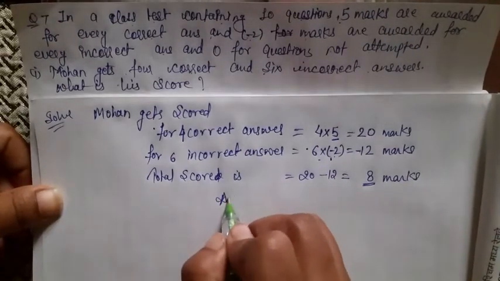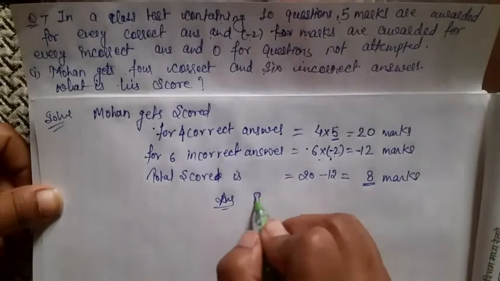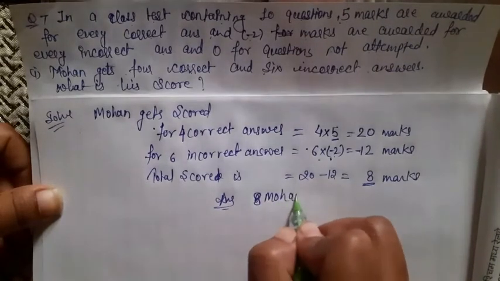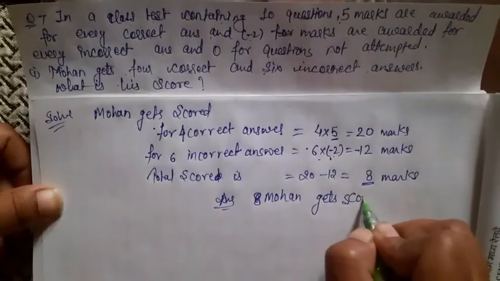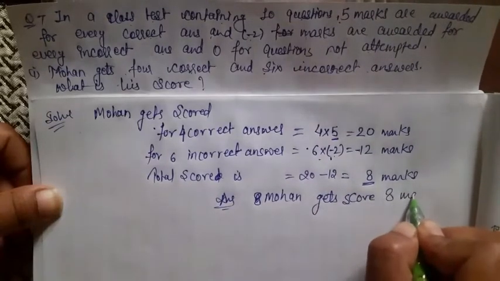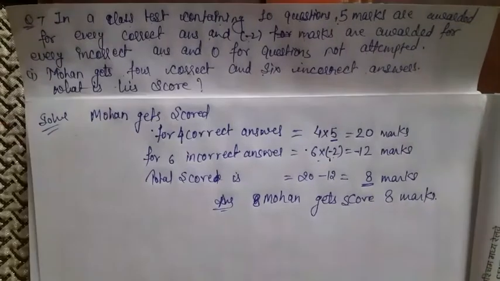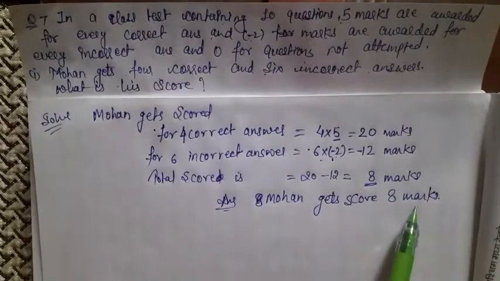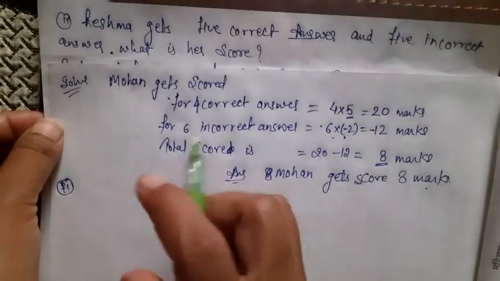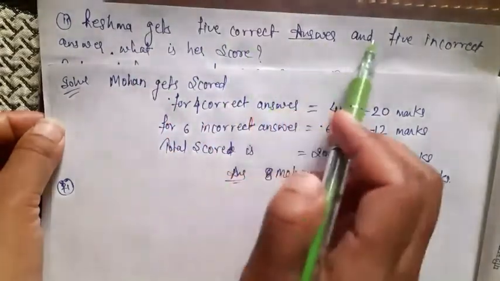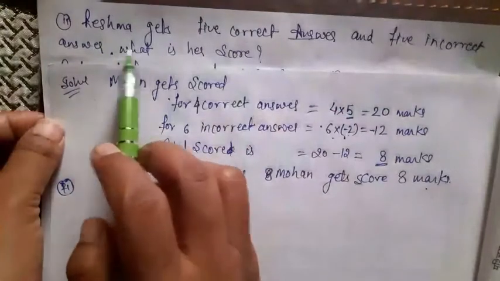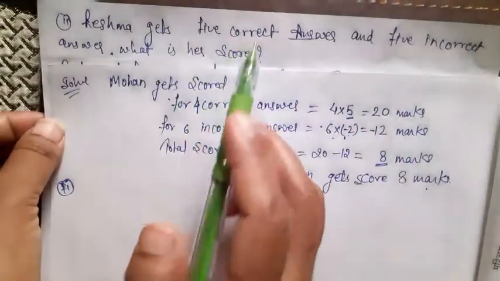So answer is Mohan gets score 8 marks. Now second question is Reshma gets 5 correct answers and 5 incorrect answers. And so what is her score?